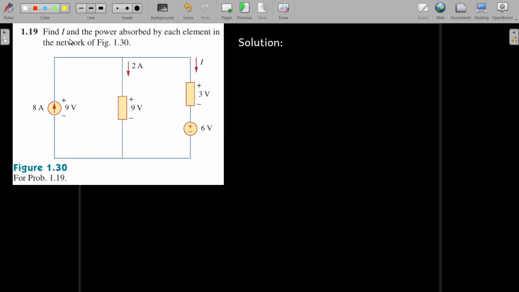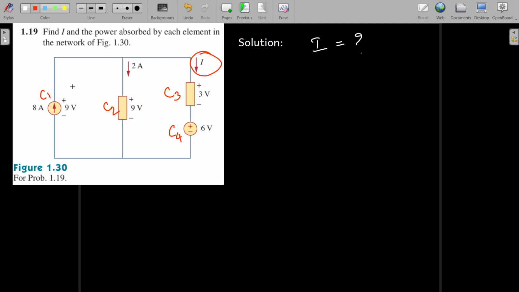So we are going to solve this problem now. We are asked to find I. So the question is, what is I? I is available here. Actually, we have how many components? This is component number 1, this is component 2, this is component 3, and this is component 4.